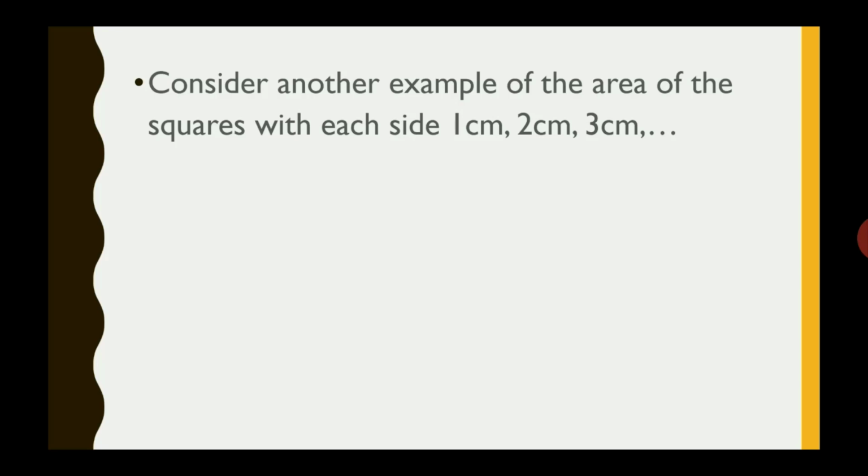And what about the area of the square with each side 2 centimeter? It will be 2 into 2, that is 4. And what about the area of the square with each side 3 centimeter? Yes, it will be 3 into 3, that is 9. So what will the sequence be? The sequence will be 1, 4, 9, etc.